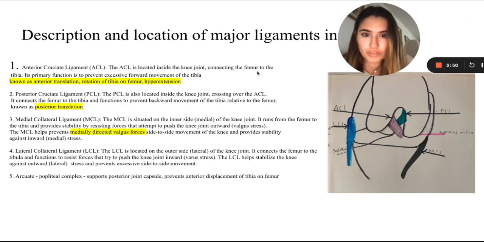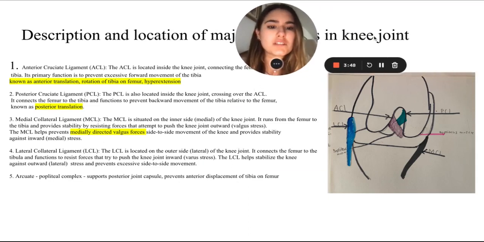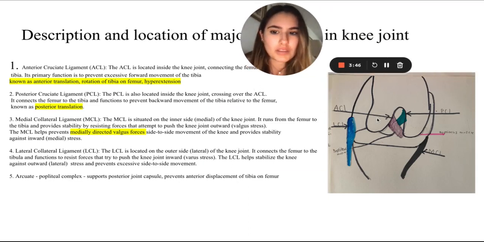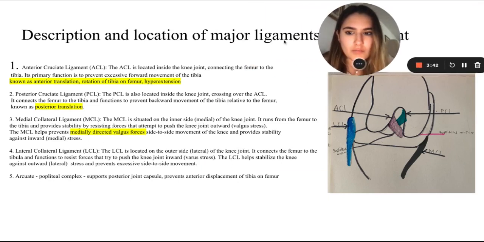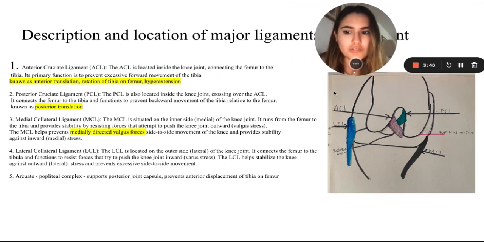Now, the description and location of major ligaments in the knee joint. The ACL is right here. It's located on the inside of the knee joint, and its primary function is to prevent anterior translation and rotation of the tibia on the femur, and hyperextension. The PCL is also located on the inside of the knee joint, crossing over the ACL, and it aids in preventing backward movement, known as posterior translation.